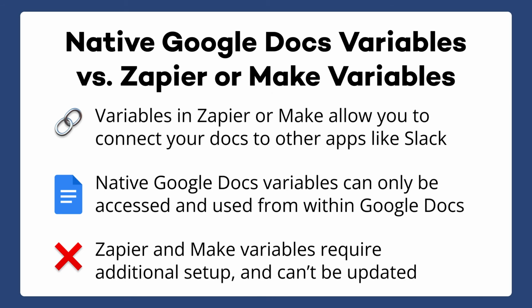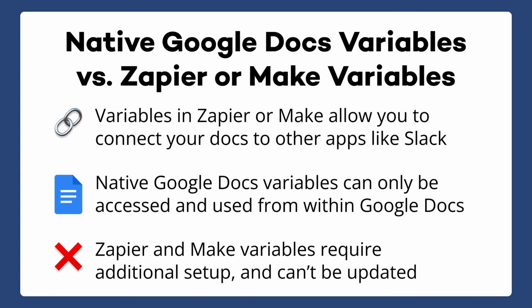With inline Google Docs variables, you're limited to just making and editing variables within the document itself. On the flip side, using an app like Zapier or Make will take a little bit more time to set up, and it won't let you update variables in a doc that you've already made. Ultimately, the choice is yours. Both methods have their pros and cons.